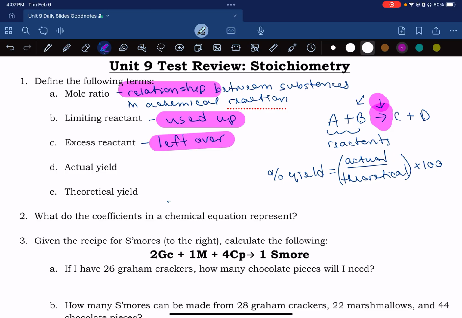And so it's not necessarily the amount that you actually do recover in your process. And we learned that in lab because our percent yields were all over the place. Some of us got over 100%. We talked about how that could have happened. Some of us got under 100%. We talked about how that could have happened.